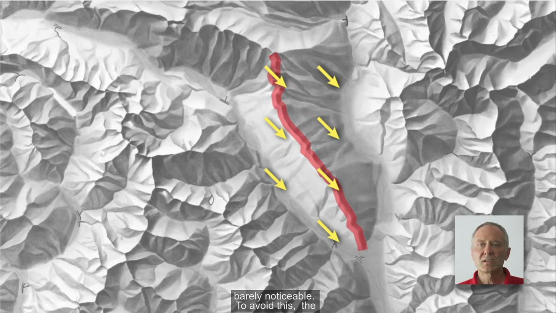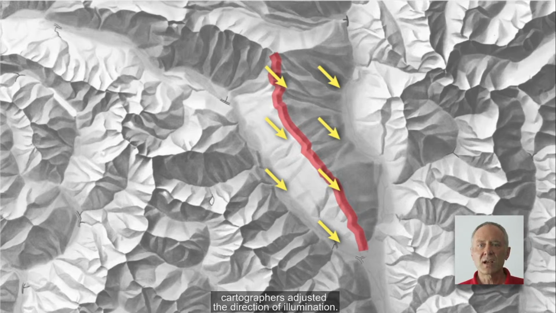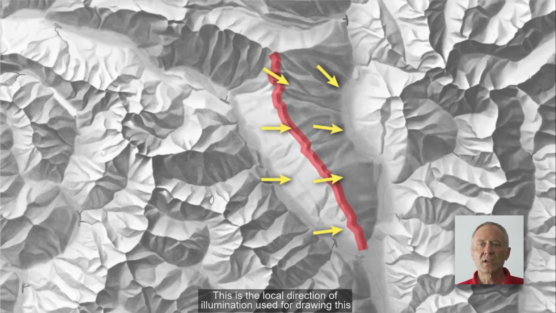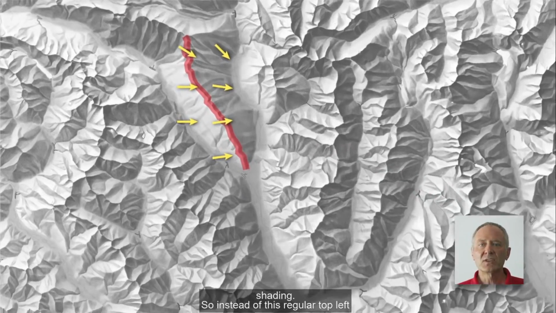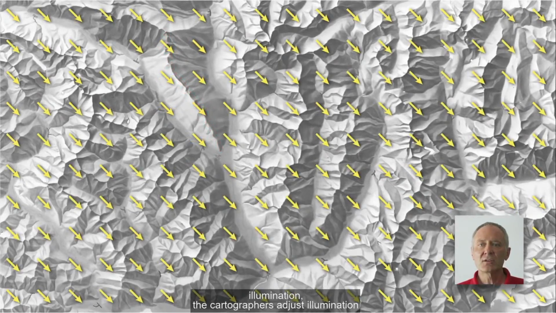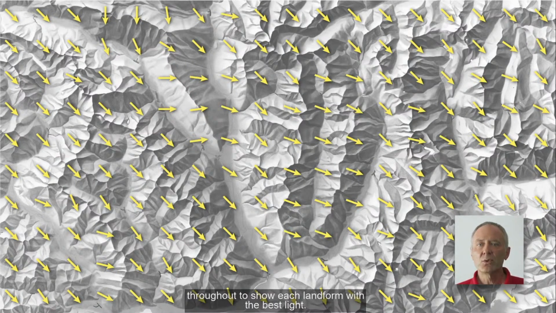To avoid this, the cartographers adjusted the direction of illumination. This is the local direction of illumination used for drawing this shading. So instead of this regular top left illumination, the cartographers adjust illumination throughout to show each landform with the best light.